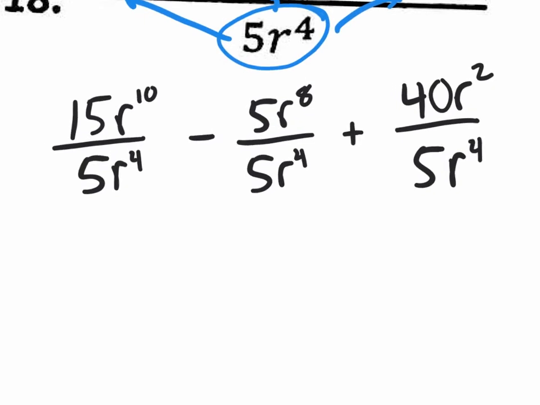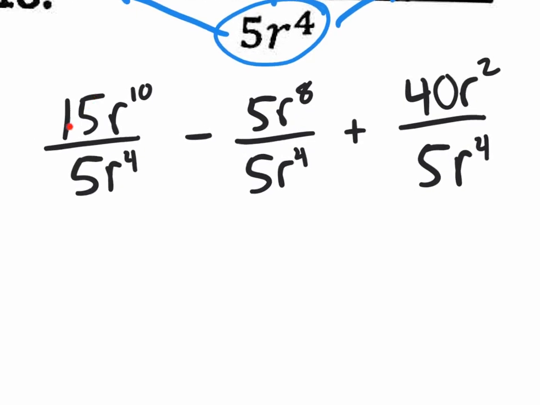So on this first fraction, I could cancel out the 15 and the 5. What's 15 divided by 5? 3, and of course that 3 is going to go up on top because the bigger value 15 was up on top. I do have 4 r's on the bottom, 10 r's on top. 4 of these r's completely cancel with 4 of the 10, which means I have 6 left over up on top.